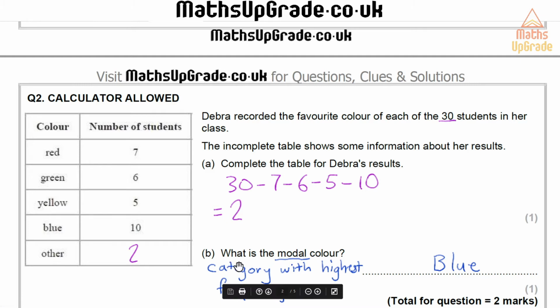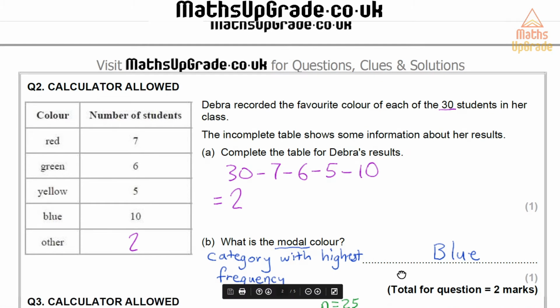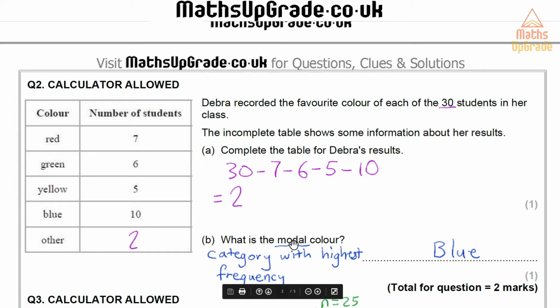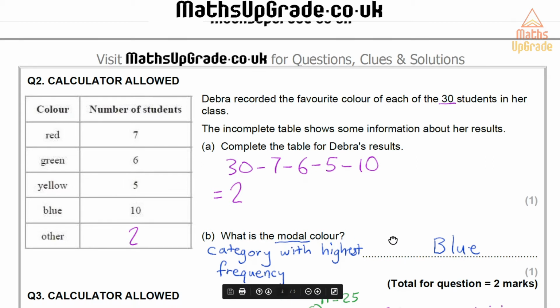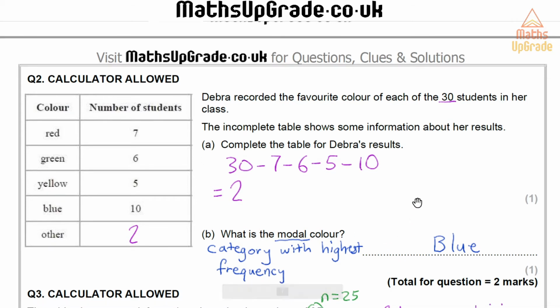For the second mark in this question, we're asked the modal colour. The modal colour is the same as just the mode. It's the category with the highest frequency. The category here with the highest frequency is blue, since blue's got the highest frequency here as 10. So the answer isn't 10, the answer is the category name, which is blue. And that's another mark, so that's 2 marks for that question.